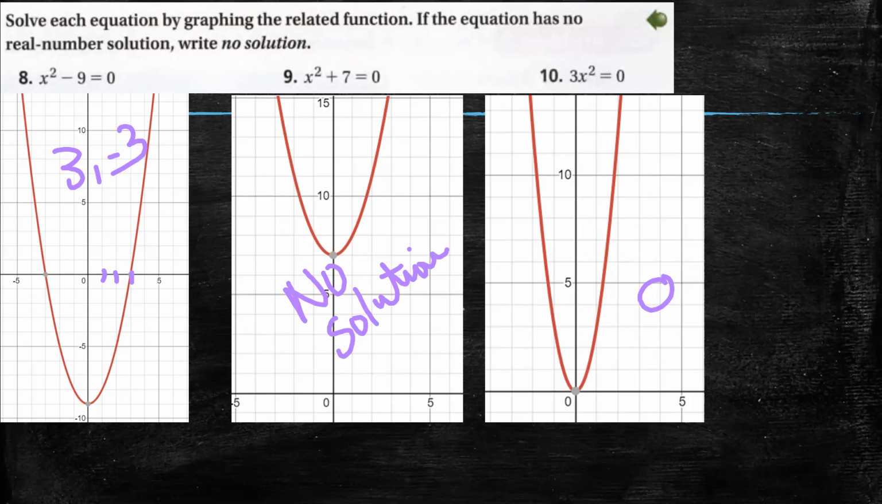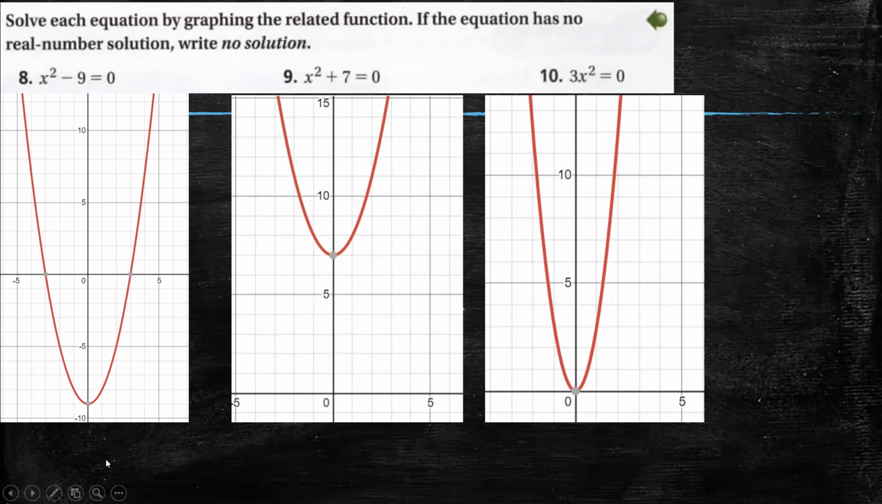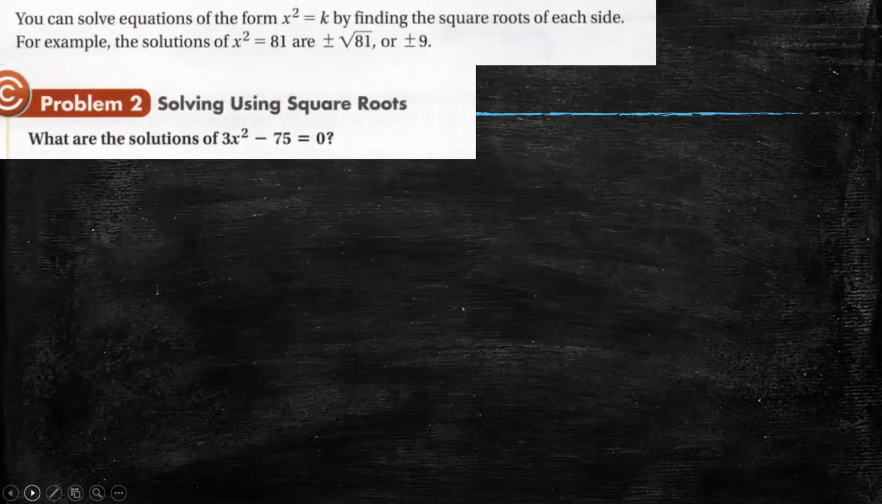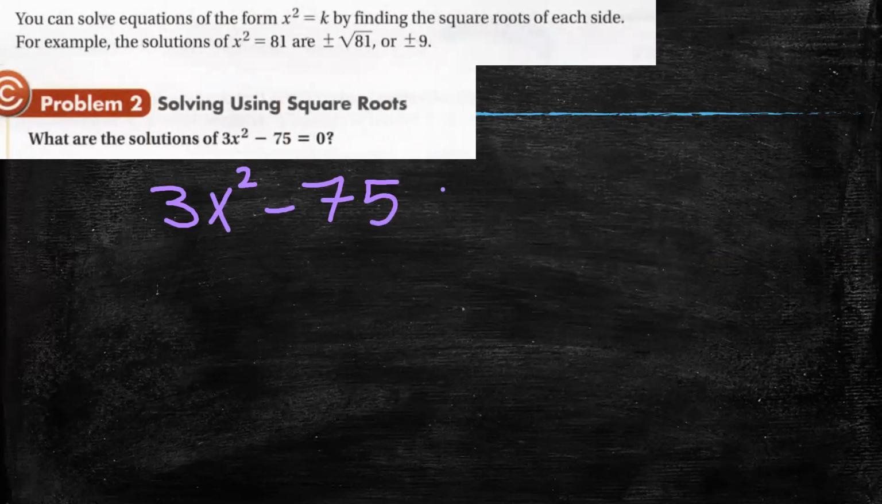Okay. Let's talk now about the second way of solving an equation. The first way, as I told you, is by graphing. The second way is by finding the square root of each side. Look at this problem: how to solve using the square root. What are the solutions of 3x squared minus 75 equals 0?